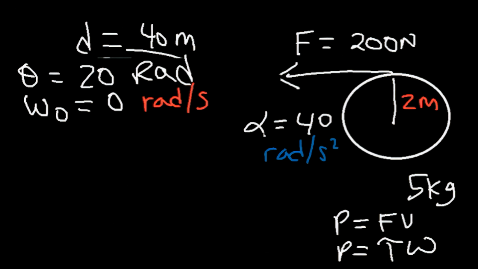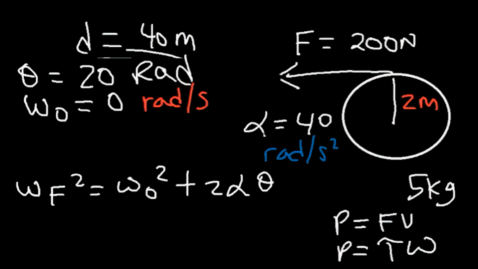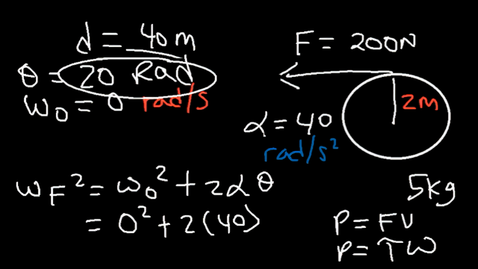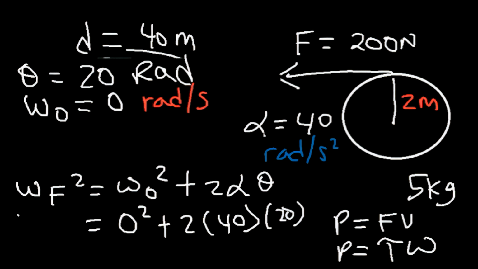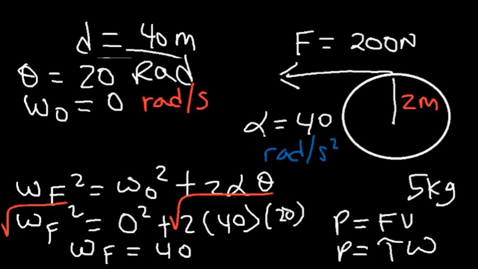So now that we have the angular acceleration, we can calculate the final angular speed using this equation. So the initial angular velocity or speed is 0, alpha is 40, and the angular displacement is 20 radians. 40 times 20 is 800 times 2, that's 1600. So now we need to take the square root of both sides. So the square root of 1600 is about 40. So the final angular speed is 40 radians per second.